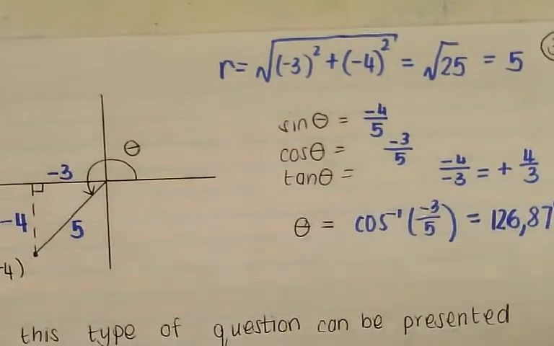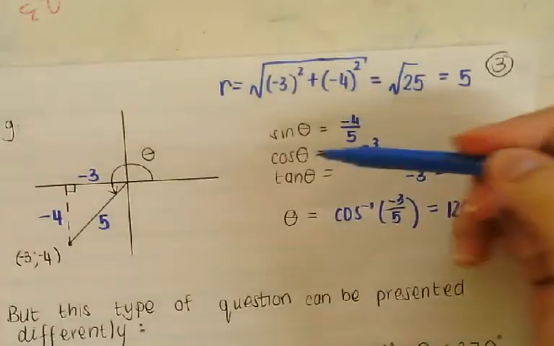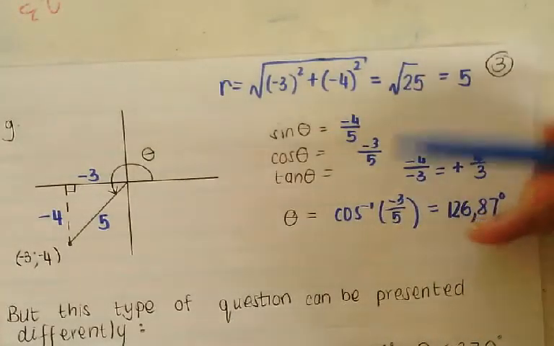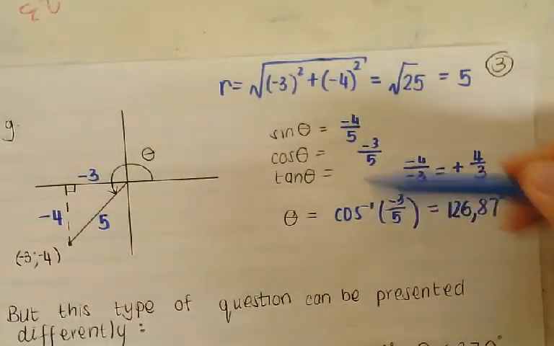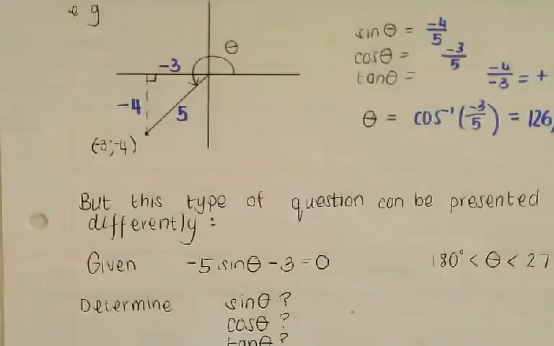So we could obviously get it that way, like we see it. I give you a diagram, I ask you for sine, you give me the ratio, I ask you for theta, you do cos minus 1 of the ratio, that's all fine, okay? But there is another way that I can ask this question. So it can be presented in a different way. And this is how it could be presented.